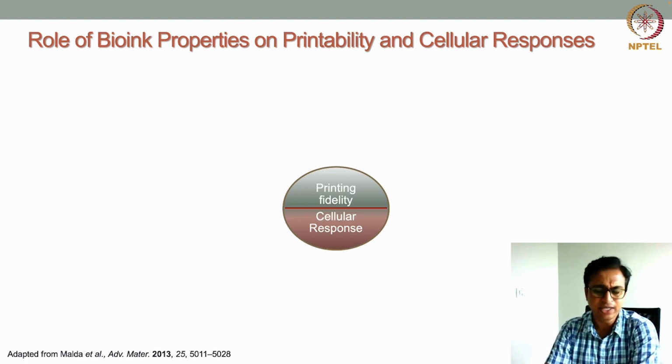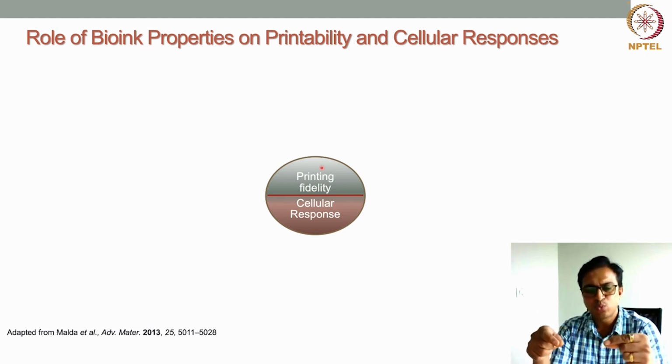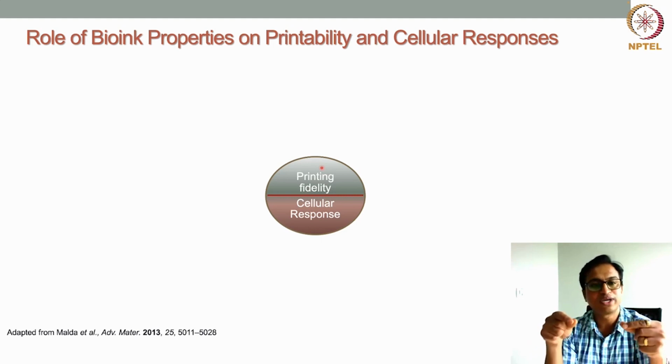Here there are two important properties we are going to discuss in terms of Bioink properties: printing fidelity and cellular responses. Printing fidelity means, when you fabricate a tissue structure, whether the structure is fabricated as per the design, and whether the line width and other dimensions are as per the design or not. Suppose my intention is to print a line of 200 micron. If I can make a 200 micron line perfectly, then my printing fidelity is very high.